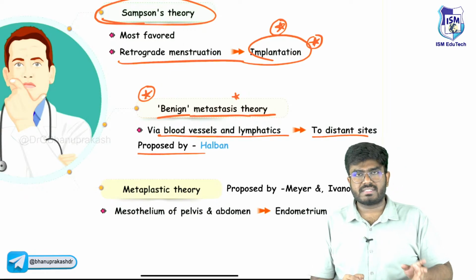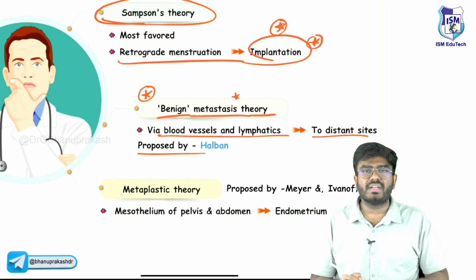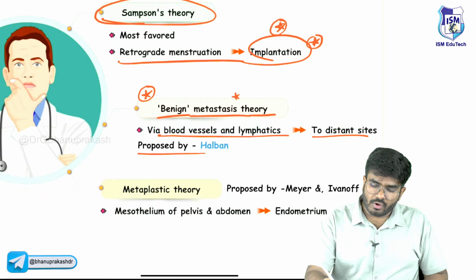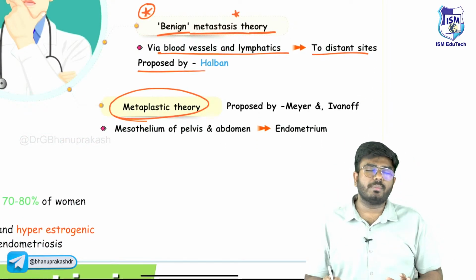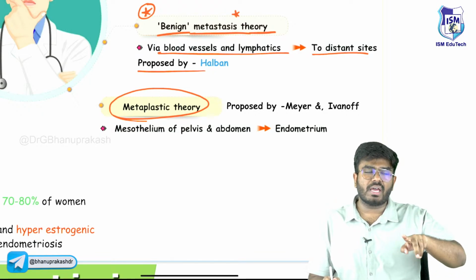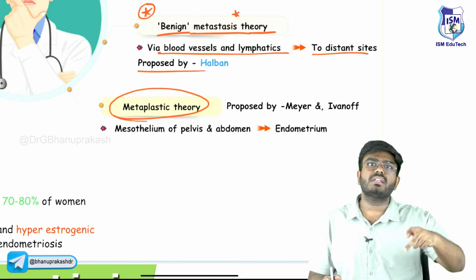It was proposed by Halban's theory of metastasis. Okay, distant metastasis. Sampson's theory of retrograde menstruation. And the third theory is the metaplastic theory. Metaplastic theory means, you know it, changing of one type of cell into the other type of cell, one type of epithelium into the other type of epithelium.